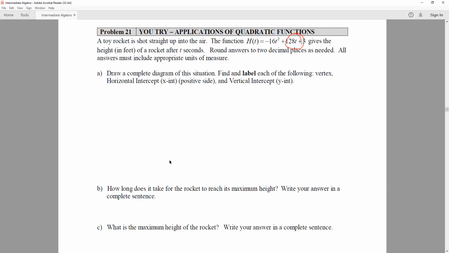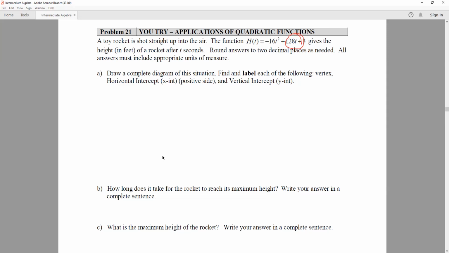Okay, so A says draw a complete diagram of this situation. Find and label the following: the vertex, the x-intercept, the positive side, of course, because this is a practical problem. We don't need a negative side if there is one. And then the y-intercept. And then we're going to answer the questions. So let's begin.